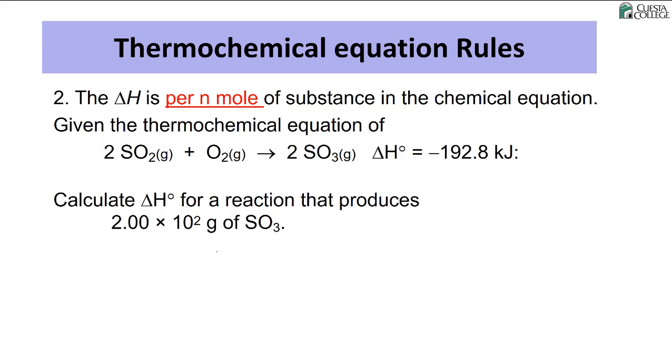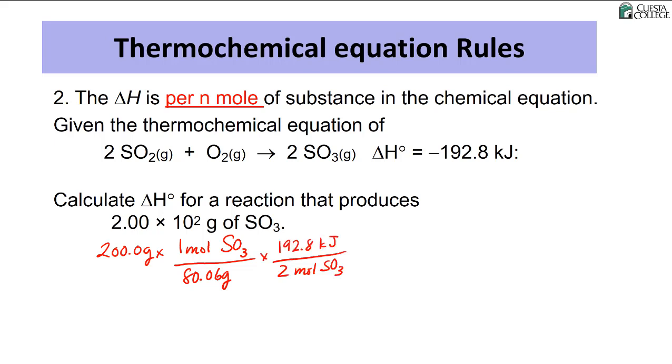First, we can start by taking the mass of the sulfur trioxide and converting it to moles. Once we know the number of moles of sulfur trioxide, we can use that ratio of 192.8 kilojoules for every 2 moles of sulfur trioxide. This works out to be 482 kilojoules of energy, and this is the amount of energy that is released to the surroundings. We know it's energy released because of the negative delta H.